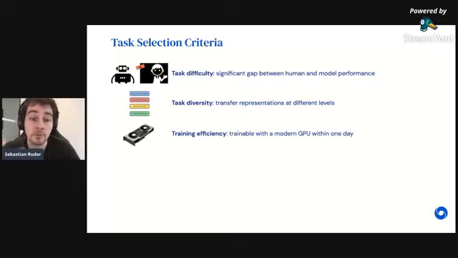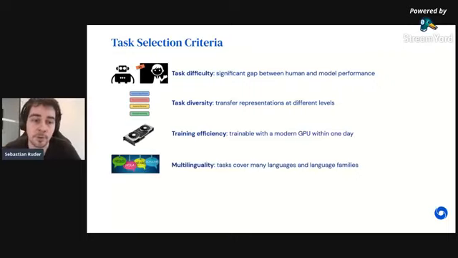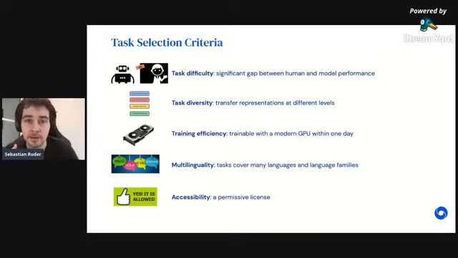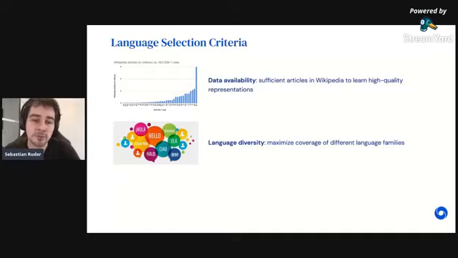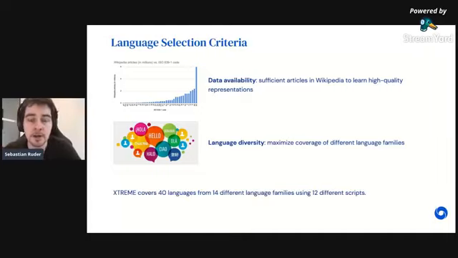And in particular, we've also emphasized tasks that are efficient enough to train, so that even if you don't have access to a lot of compute, you can still evaluate your method on these tasks and the languages you care about. We've also chosen tasks that cover multiple languages and are generally easy to use without signing a restrictive license. In terms of languages, we try to strike a balance between choosing languages where there's enough monolingual data available to learn useful representations, and choosing languages from different language families. As a result, Extreme covers 40 languages from 14 different language families and with 12 different scripts.